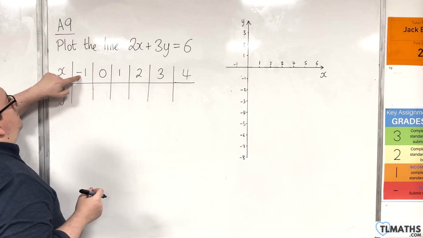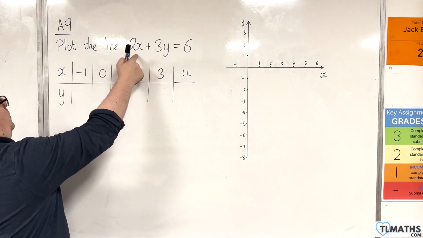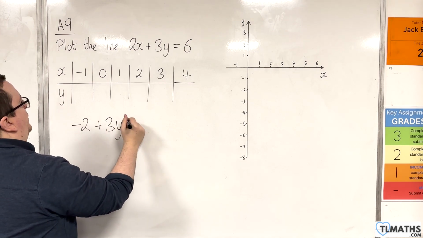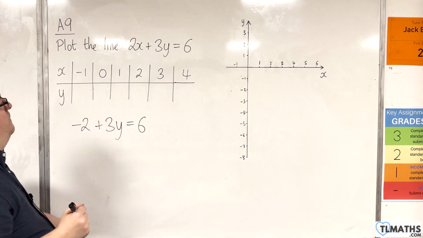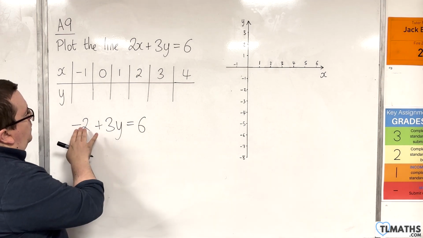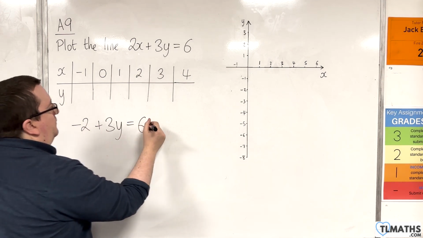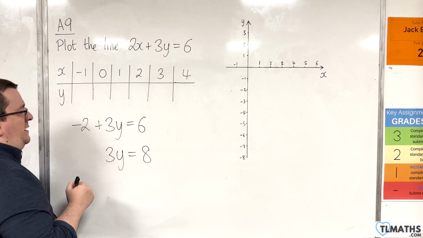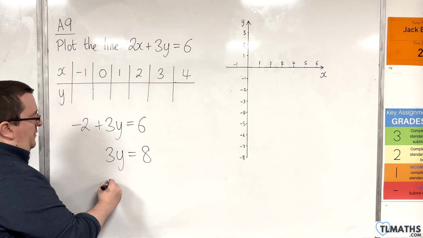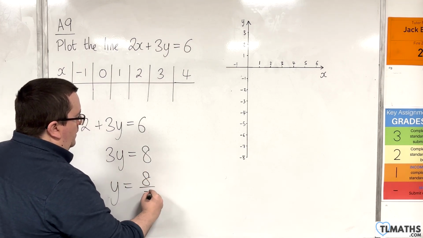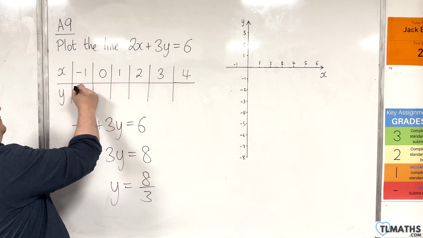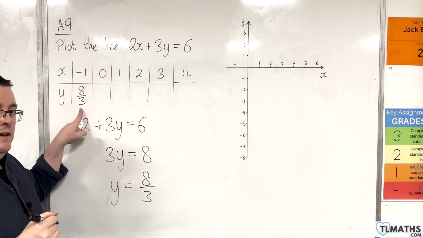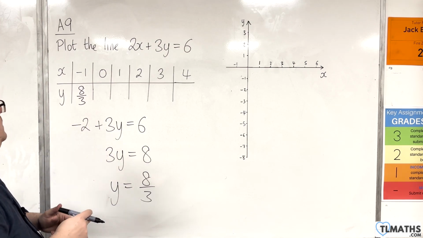So when x is minus 1, we're going to have two lots of minus 1, so minus 2, plus the 3y is equal to 6. So then, if you add 2 to both sides, you're going to get 3y equals 8, and then divide both sides by 3, and then we get our 8/3. Okay, so 8/3 is our first value there.